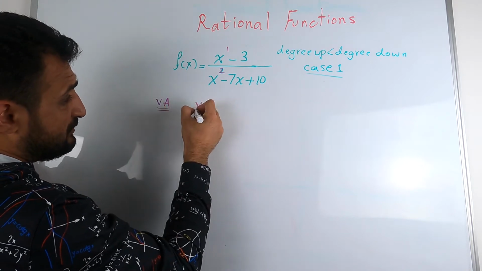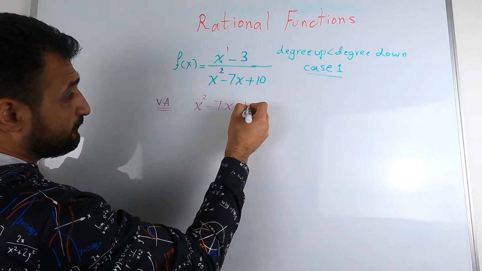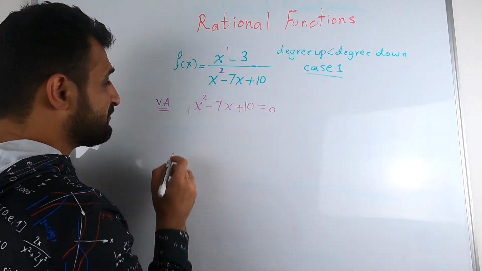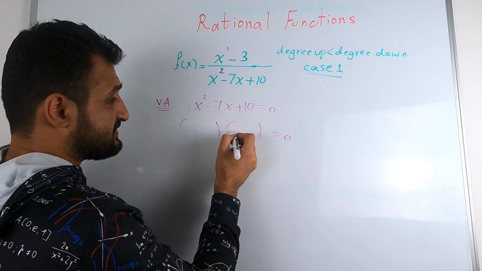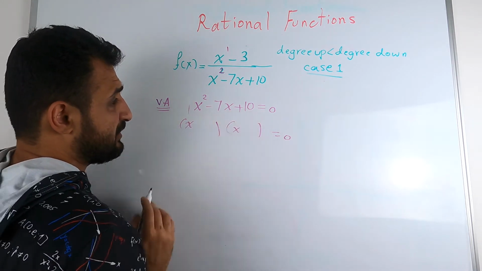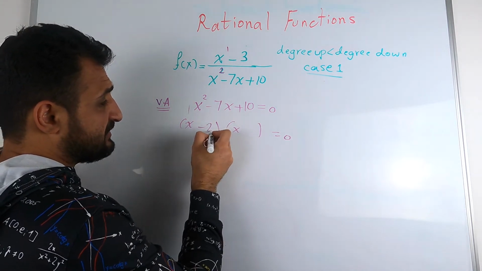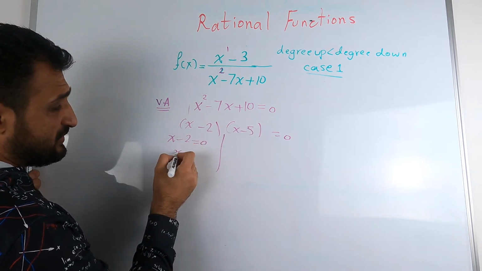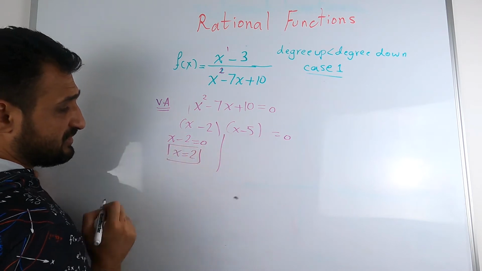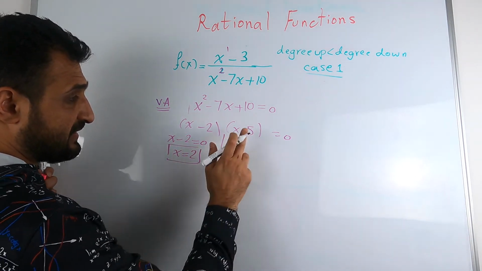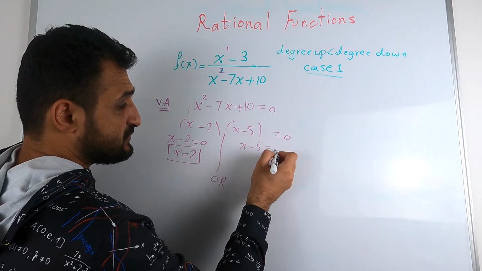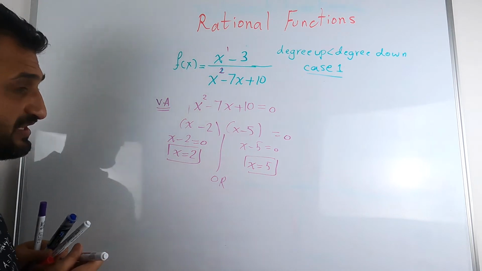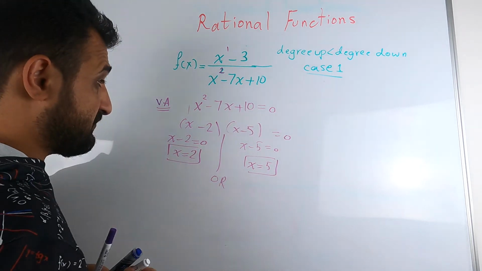How to find them? Solve down equals to 0. Sum product, because a is 1. What are the two numbers that if I add them, I will get negative 7? And if I multiply them, I will get 10. The numbers are negative 2 and negative 5. So either x minus 2 equals to 0, so x will be 2. This is the vertical asymptote number 1. Or x minus 5 equals to 0, x will be 5. This is the second vertical asymptote. So I have two vertical asymptotes here. You need to be careful.